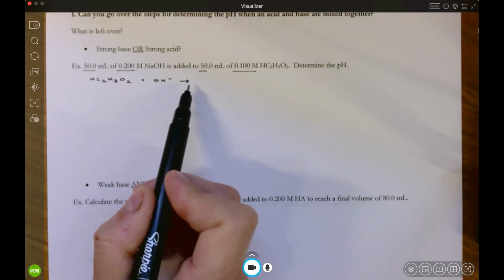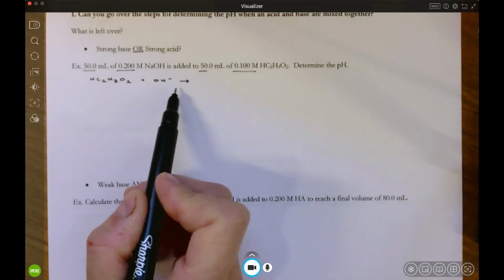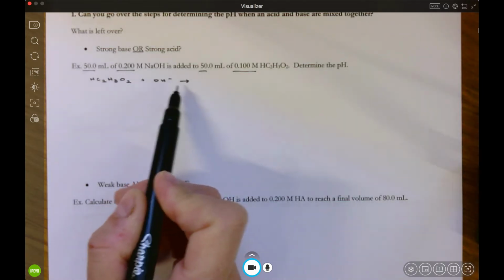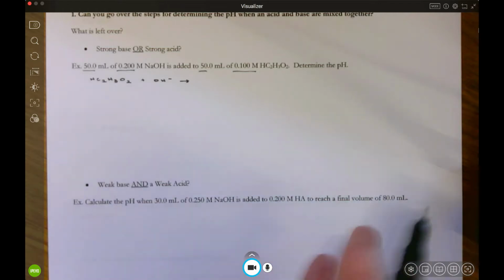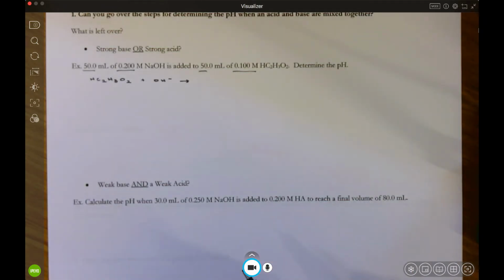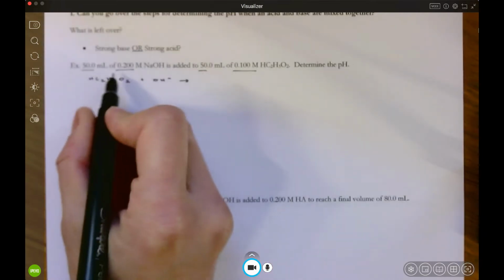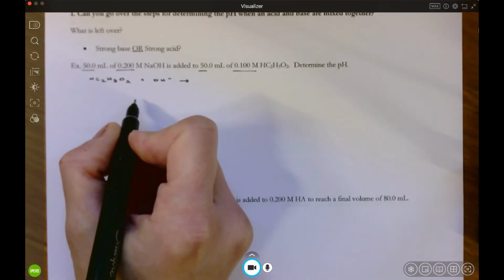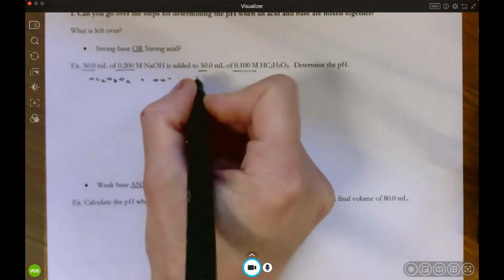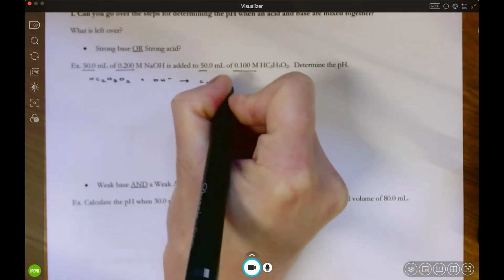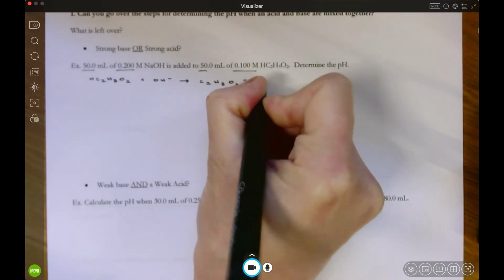That being said, it's never wrong to show a double arrow, because a double arrow ultimately says that it will reach equilibrium. It doesn't say what's going to be favored. So if you always put a double arrow, it won't be wrong. I like to put a single arrow because that shows me that all of one of these is going to react. Okay, so I'm going to put my products, acetate and water.